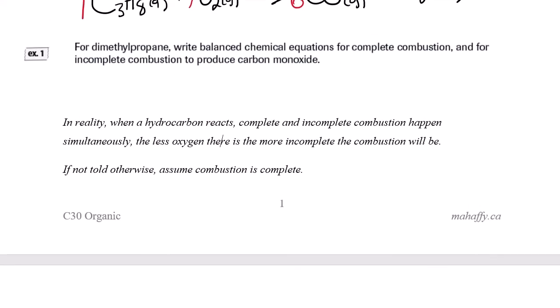So here's an example to try. For dimethyl propane, write the balanced chemical equation for the complete combustion and for incomplete combustion to produce carbon monoxide. So we're going to try both of these here. I'm going to pause the video, and you should pause the video too. Try writing both of these out, and then play, and we can meet back up. Of course, one of the first things that you're going to have to do is to figure out what the chemical formula for dimethyl propane is.